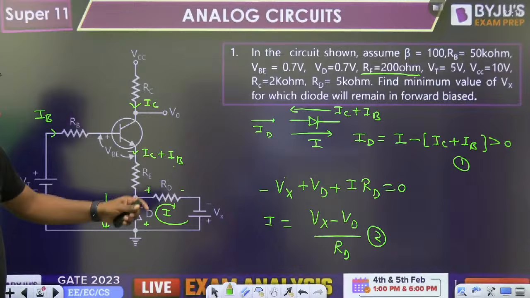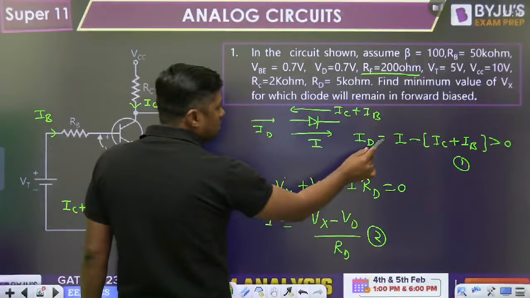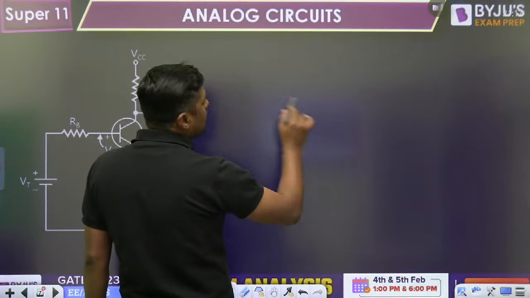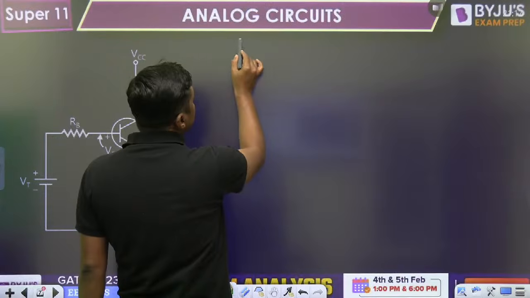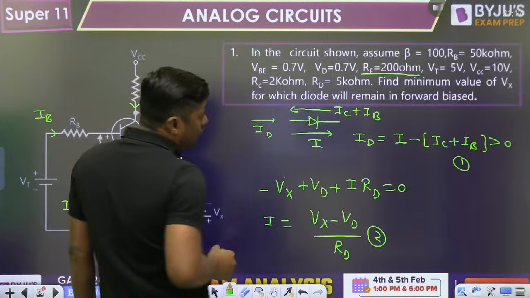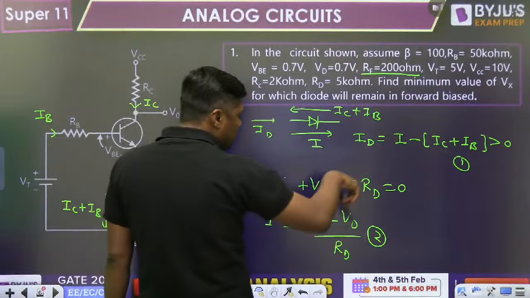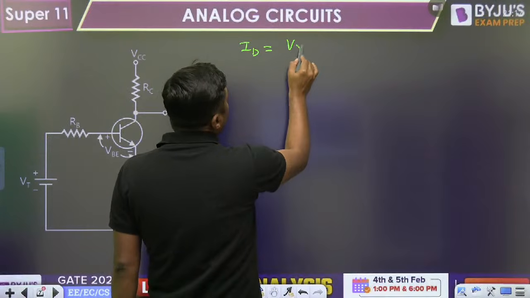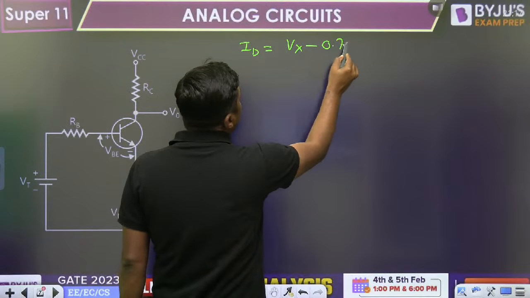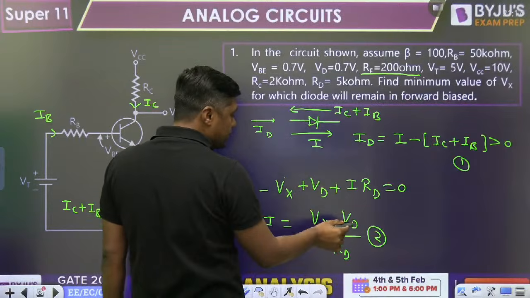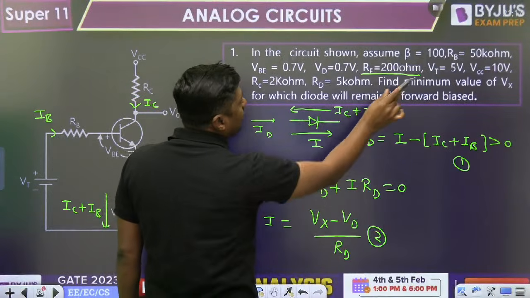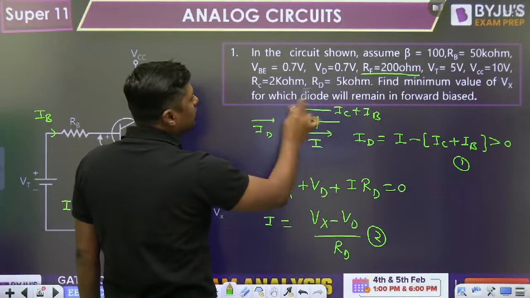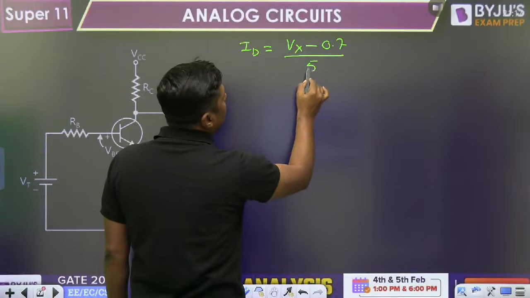Then from this equation, I is equal to Vx minus Vd by Rd. We have to find the Vx. We have the value of Vd, 0.7. Vx minus 0.7 upon Rd. What is the Rd given in the question? 5 kilo ohm.